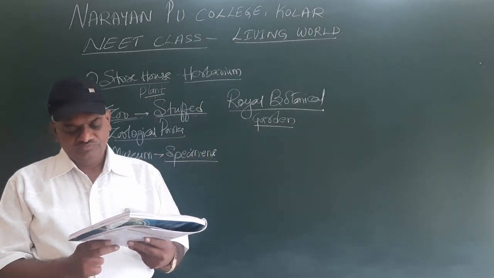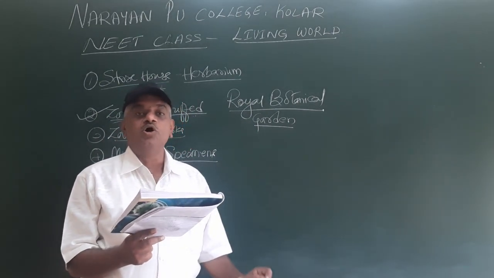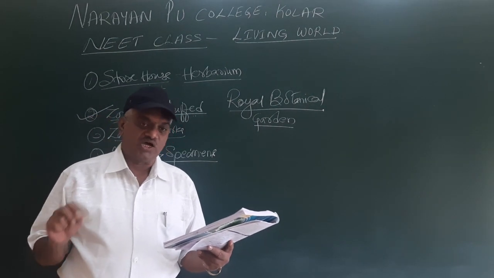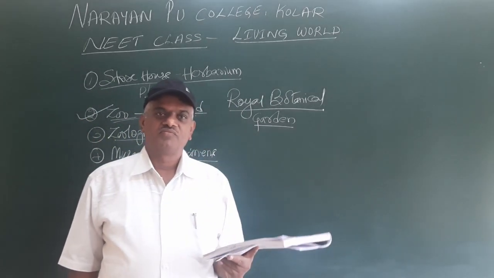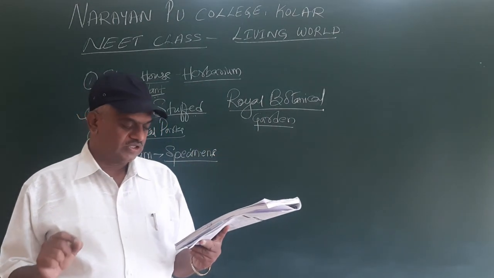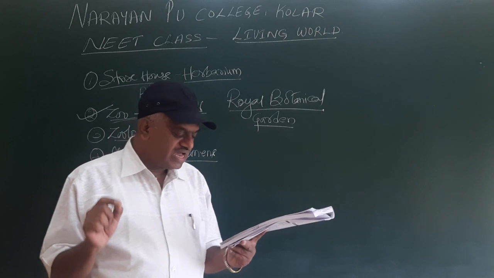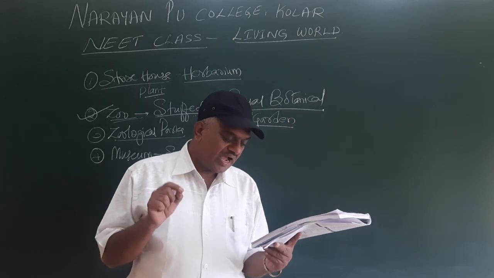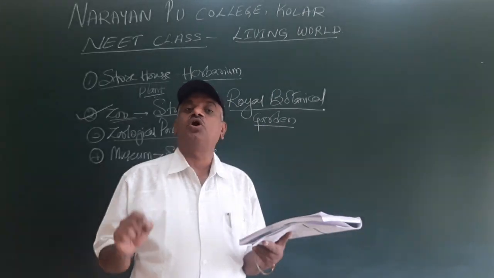So we'll go for the next question, the 31st question. A group of related genera with still less number of similarities, as compared to the genus and species, constitutes.